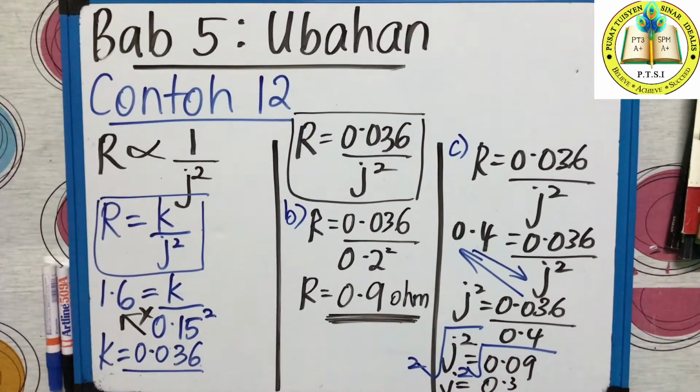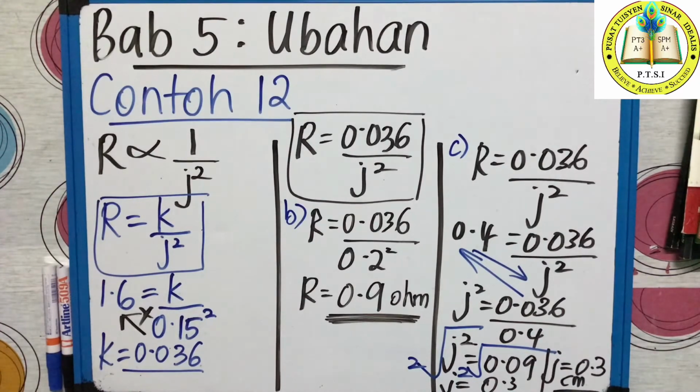So jawapan adalah, teacher write here clearly, jejari sama dengan 0.3. Apa unit untuk jejari? cm. So you can put a cm. This will be your final answer. Understand class? So only this for ubahan topic.